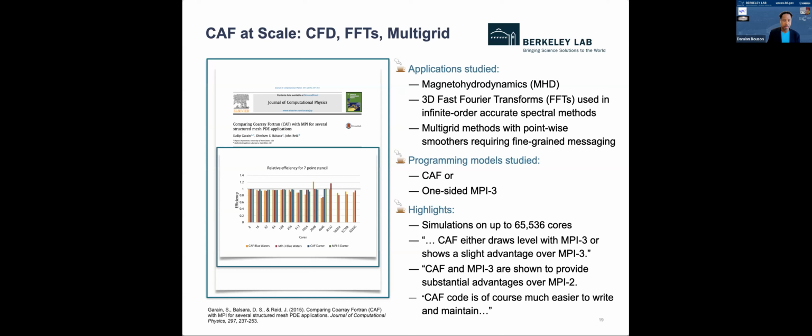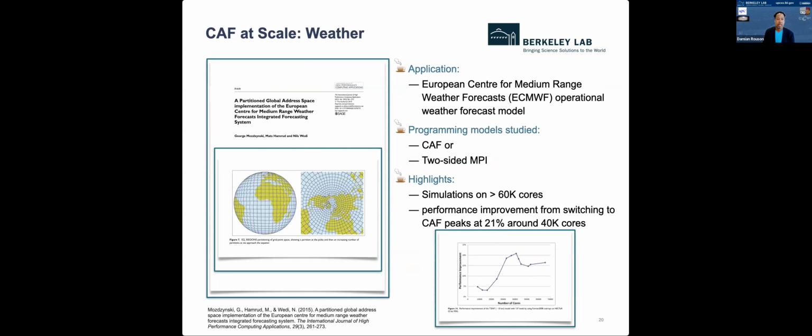In some cases MPI is a little bit faster, in some cases Coarray Fortran is faster, but about the same if you're writing MPI-3 one-sided. This is Coarray Fortran's use in a weather model from the European Center for Medium Range Weather Forecast, ECMWF. This is their operational weather forecast model. If you're looking at a forecast, you're probably seeing results of this code if it's coming from Europe.